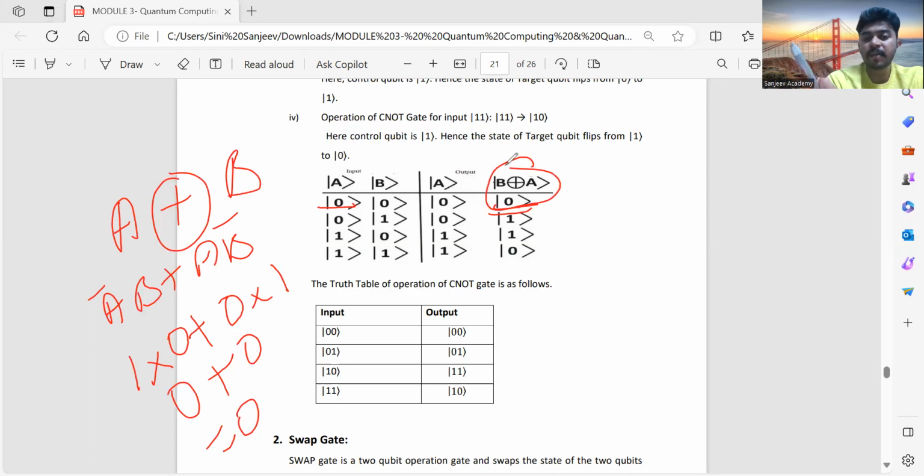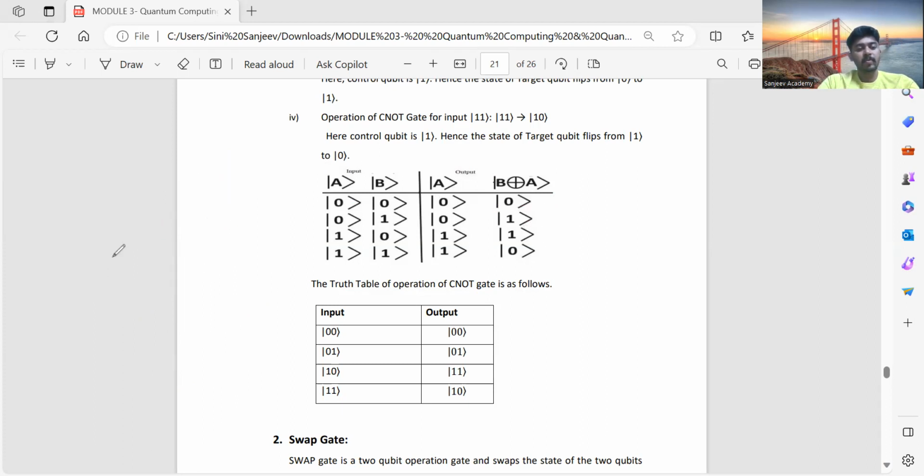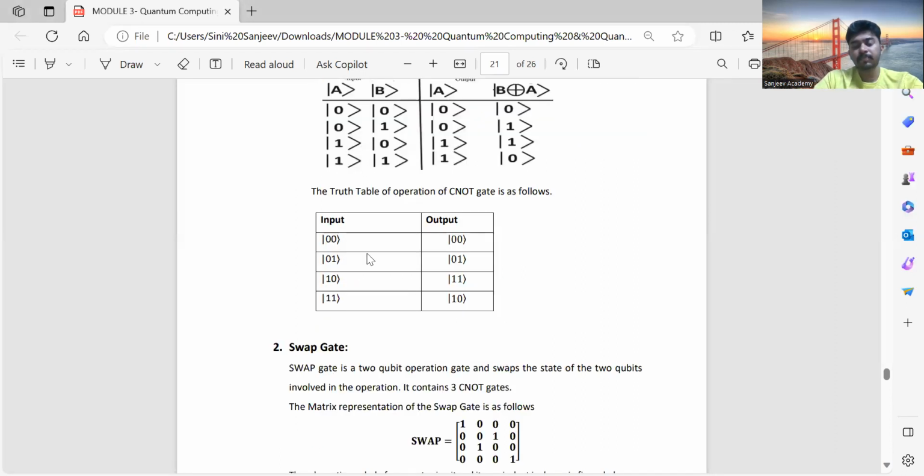B exclusive-OR A. I'm getting it like this only. It's better to know these things. So 0 0 is 0 0, 0 1 is 0 1, 1 0. So only the last two are interchanged. 1 1 and 1 0 are interchanged respectively.